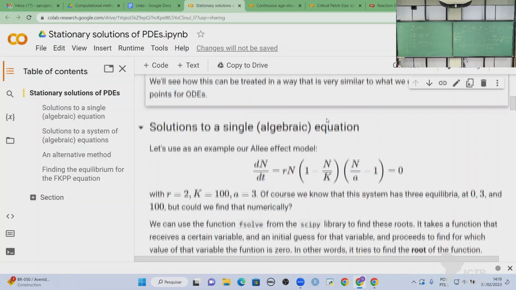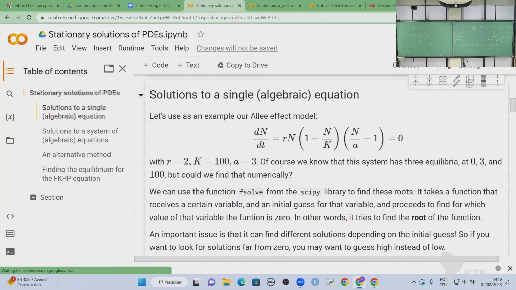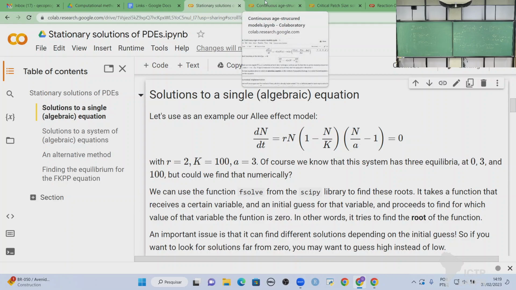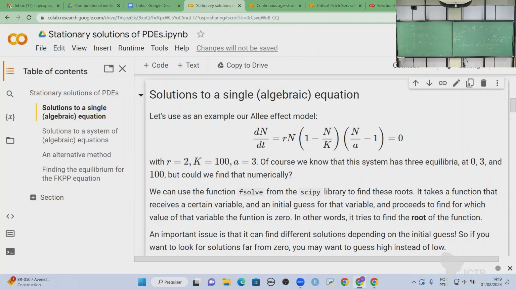Okay, so let's just start with a single equation, right? So this is actually a toy problem, because usually if you have a single equation, that's the nice case where you can do it by hand. But let's do this just to train, to learn how to use the method, okay? So this is our Allee effect model. Do you remember that? Feels like 1,000 years ago. It's just 3 weeks, right?